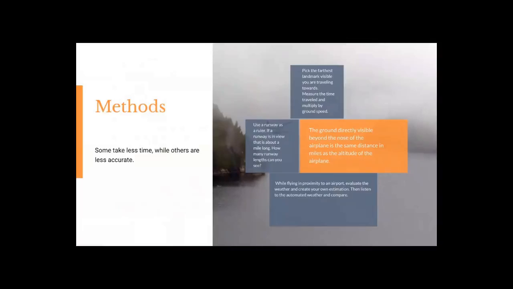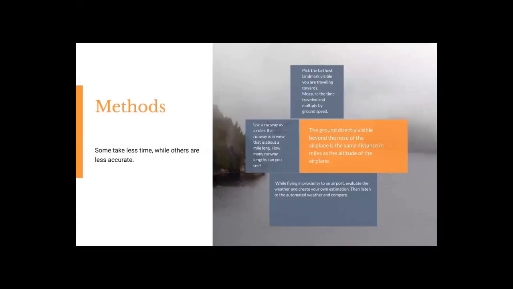The first one, of course, pick the farthest landmark visible to you that you're traveling towards, and measure the time that it took to travel to that checkpoint. And then, of course, multiply by your ground speed to figure out what it would be. So, as an example, if you were doing, I don't know, 180 knots, which is about 3 miles a minute, and it took you 20 seconds to get to the point that you can see, then obviously you have 1 mile of visibility. Clearly that would be bad for VFR pilots. You probably already figured that out well before you got to that point. But the idea, of course, is that you're going to hopefully see farther than that. It's going to take you more than a minute or two to get to that point.